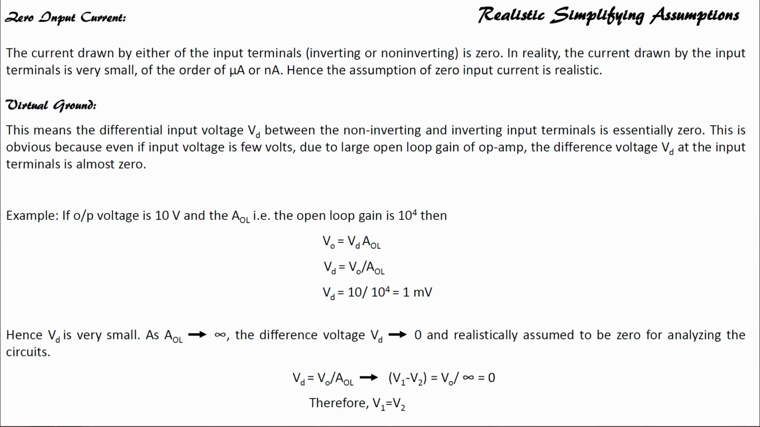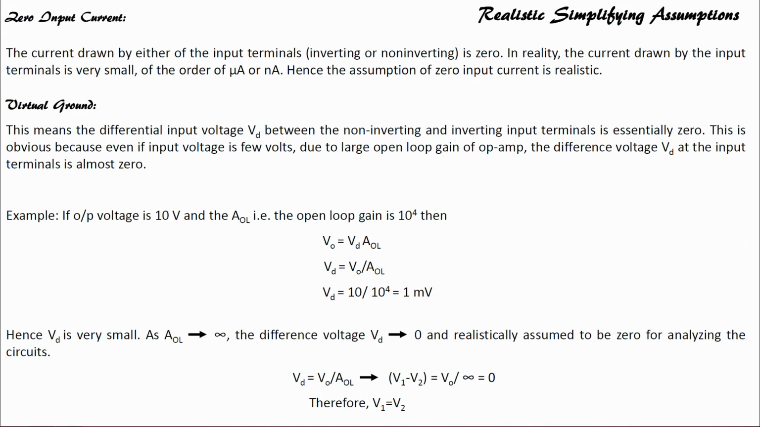Zero input current. What is that? The current drawn by either of the input terminals is 0. In reality, the current drawn by the input terminal is very small, of the order of microampere or nanoampere. Hence, the assumption of 0 current is realistic. These are all realistic simplifying assumptions. Ideally, the current drawn by the input terminal should be 0, but practically when we measure it, it is about microampere to nanoampere, which is close to 0. Hence, the 0 assumption is realistic.